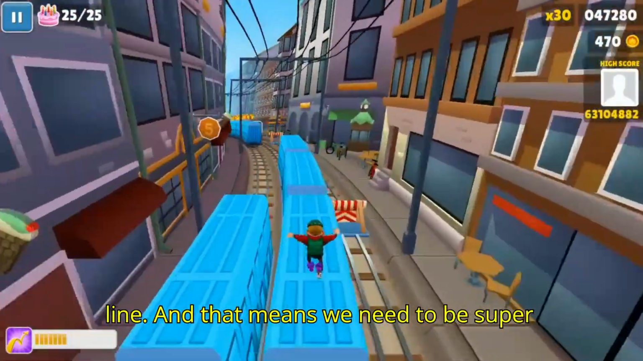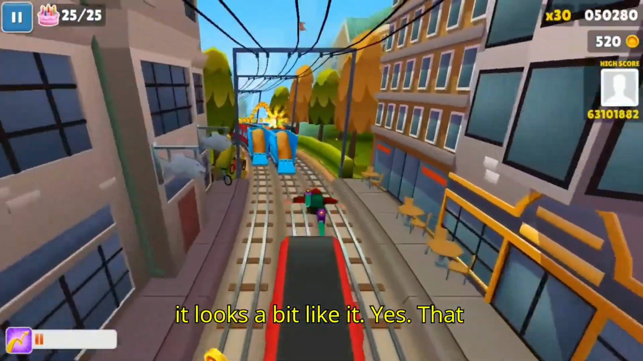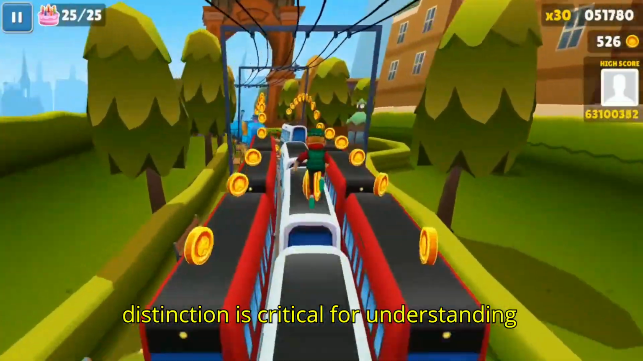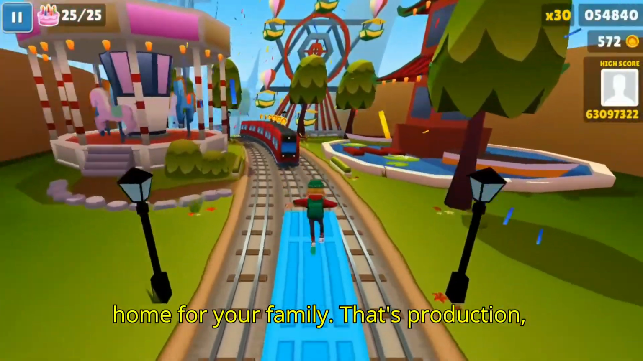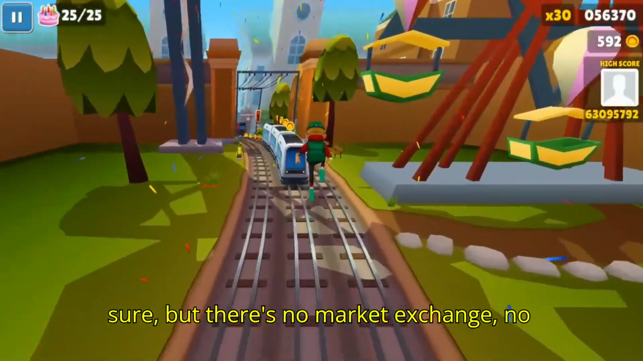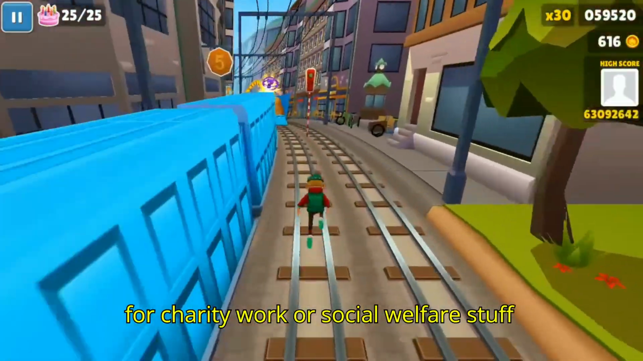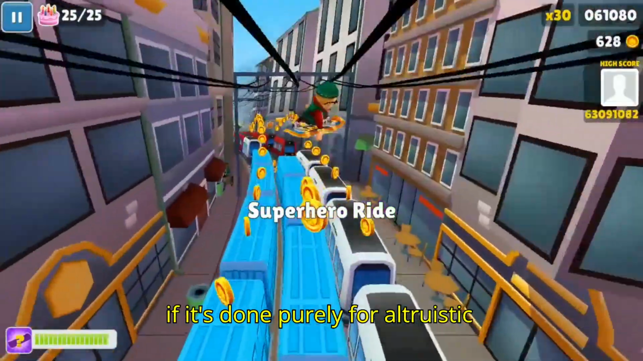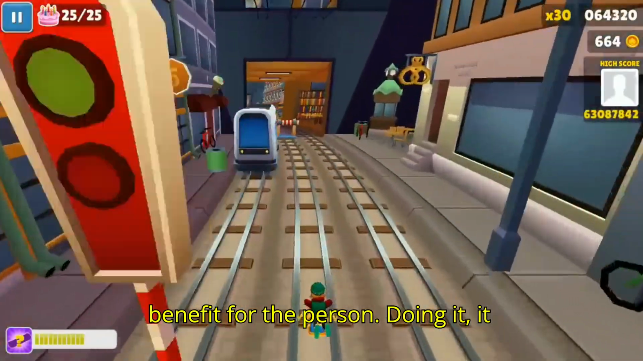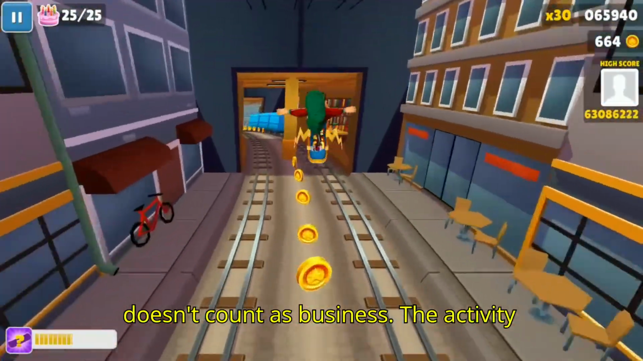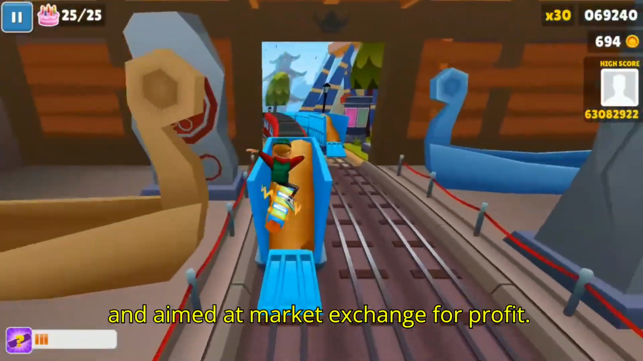The intent. Okay, so that's the dividing line. And that means we need to be super clear about what isn't business, even if it looks a bit like it. Yes, that distinction is critical for understanding. So, say you bake cookies at home for your family. That's production, sure. But there's no market exchange, no profit motive. So, not business. Same goes for charity work or social welfare stuff. If it's done purely for altruistic reasons, without any self-interest or benefit for the person doing it, it doesn't count as business. The activity really needs to be regular, intentional, and aimed at market exchange for profit.